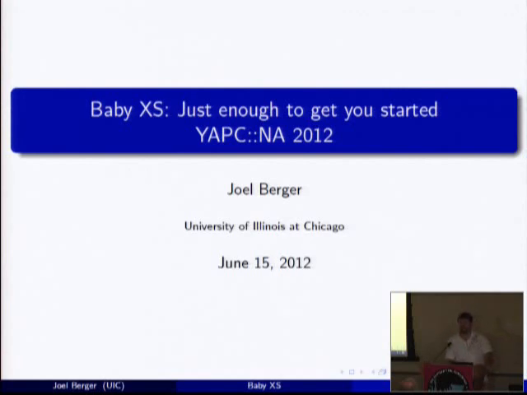I'm Joel Berger. I'm a PhD student at the University of Illinois at Chicago. I just gave a talk about doing some really, hopefully, ridiculous programming. But to do it, I needed to write some wrappers for a C library, and I had to learn both C and XS to get there.